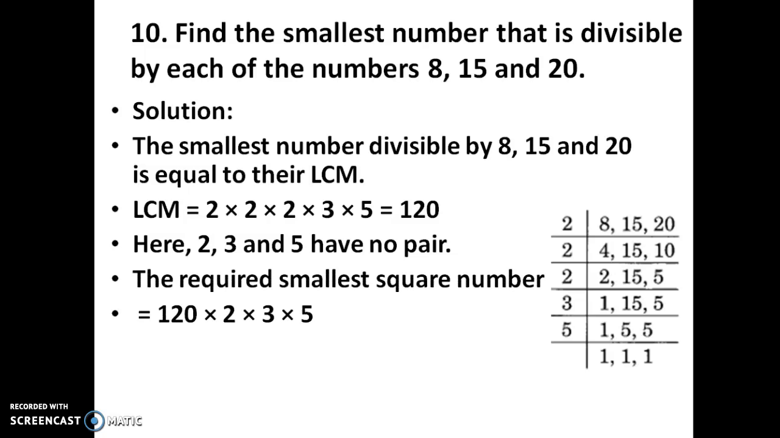So the required smallest number will be, you have to multiply 120 by 2, 3 and 5. These three are not having any pair, so all three numbers you should multiply with 120, that is the LCM. So you will get the answer 3600. So that's the answer.